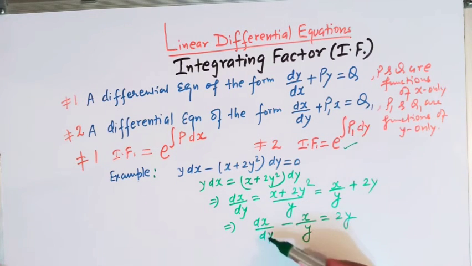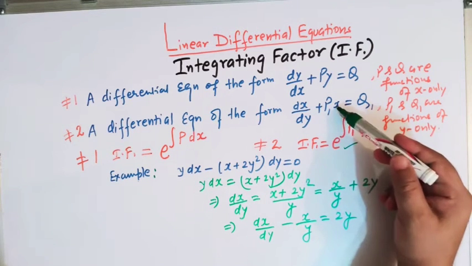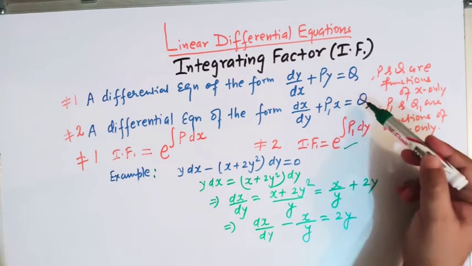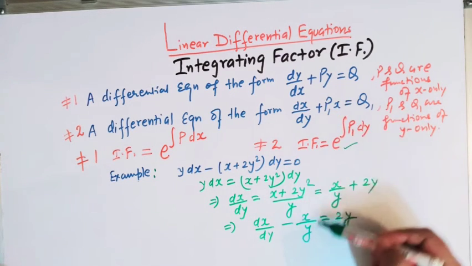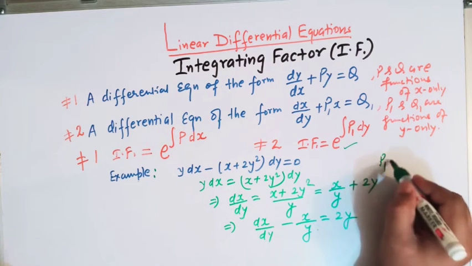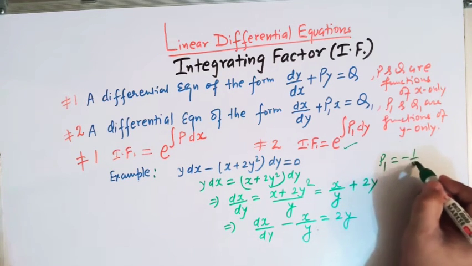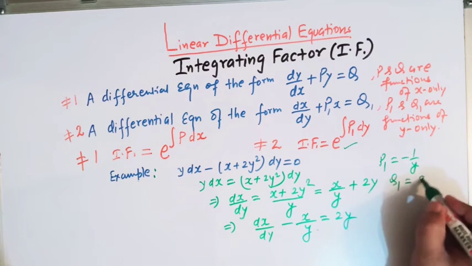Now viewers, see, this equation is now similar to this one. See, this is dx/dy, here we have dx/dy, then we have x, here we have x, and here we have q1. For q1 we have 2y. So if we compare both these equations, we get p1 equal to −1/y and q1 equal to 2y.